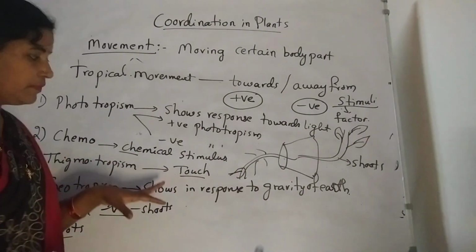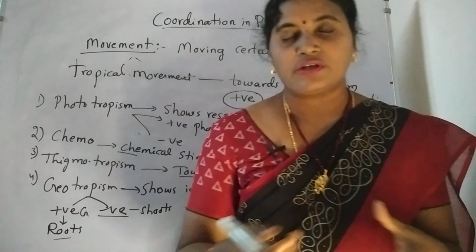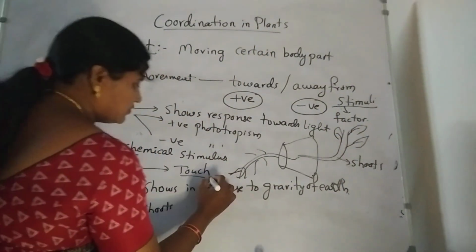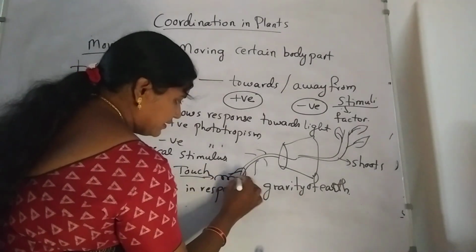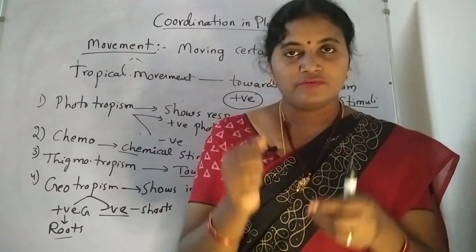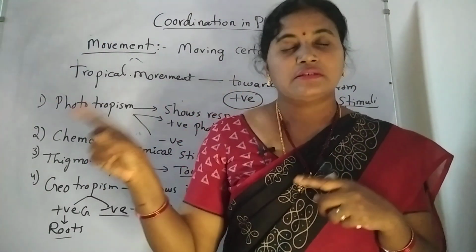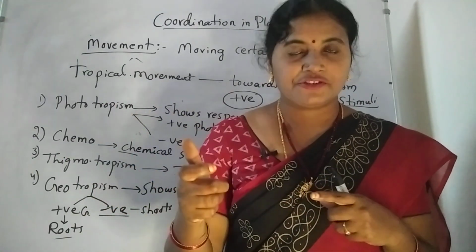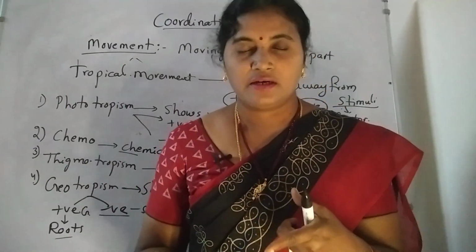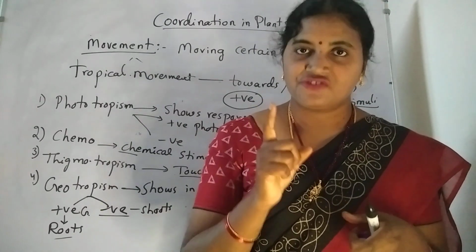In thigmotropic movement we can see vegetable plants like ridge gourd and bottle gourd, which have tendrils. These spring-like structures always need support, so with the help of the support they can climb up and grow. This type of movement towards touch is known as thigmotropic movement. The plants contain specialized structures known as tendrils.